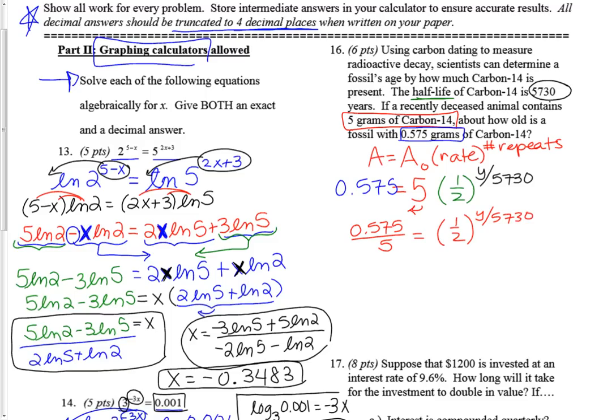All right, now in order to get rid of the y and the exponent, I'm going to take the log of both sides. So I'm just going to sneak a natural log in there. And the reason I did that is because now on the right side, I'll be able to bring that exponent down in front. So I have y over 5,730 times the ln of a half.